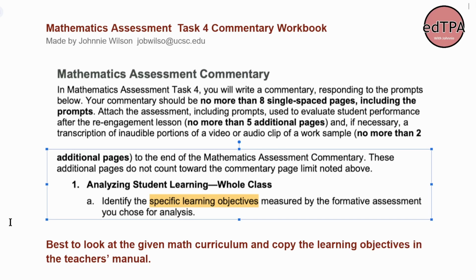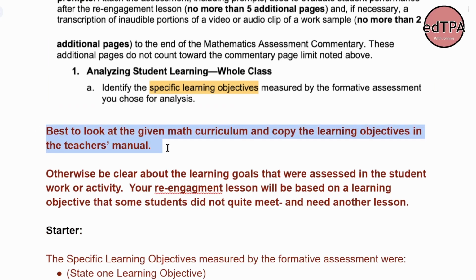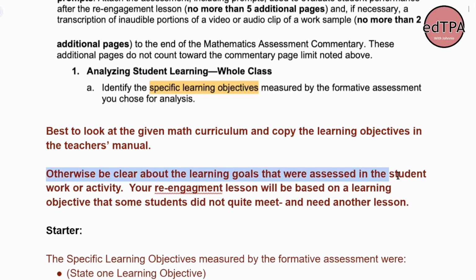So here is the first prompt, Analyzing Student Learning, Whole Class. Identify the specific learning objectives measured by the formative assessment you chose for analysis. My suggestions: best to look at the given math curriculum and copy the learning objectives in the teacher's manual. Otherwise, be clear about the learning goals that were assessed in the student work or activity.